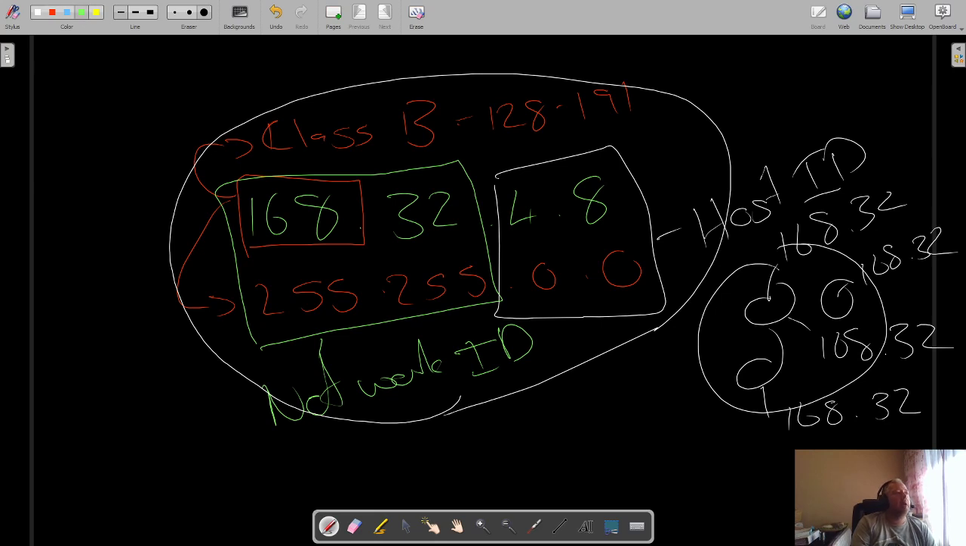And then I can say the last 2 octets must be different, must be unique, because they belong to the individual hosts. Okay. So then the last thing that we need to quickly discuss is the difference between public and private IP addresses.